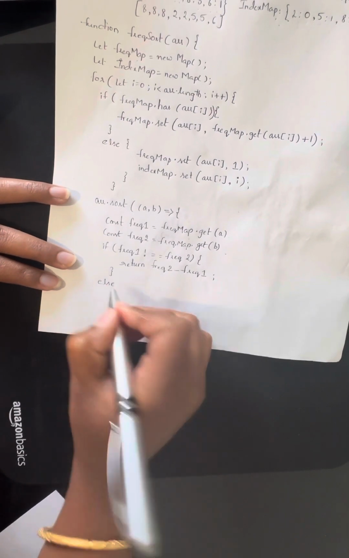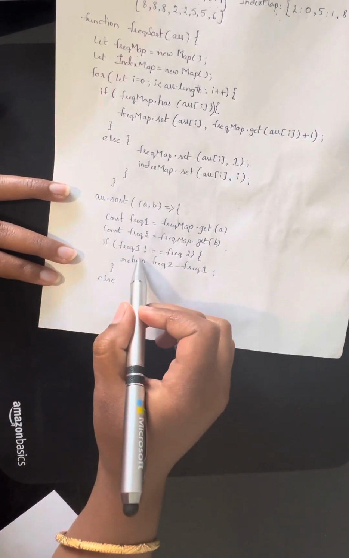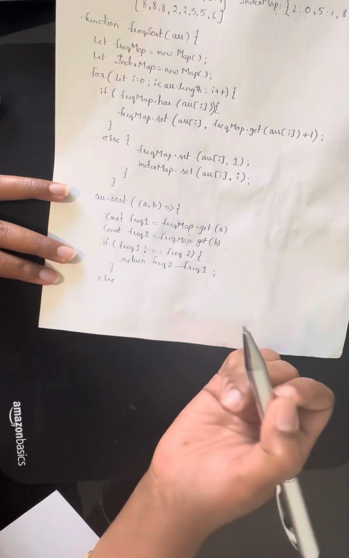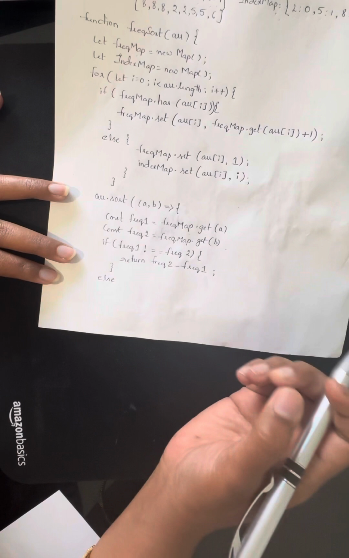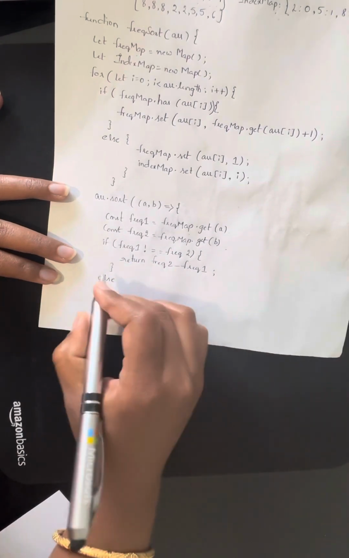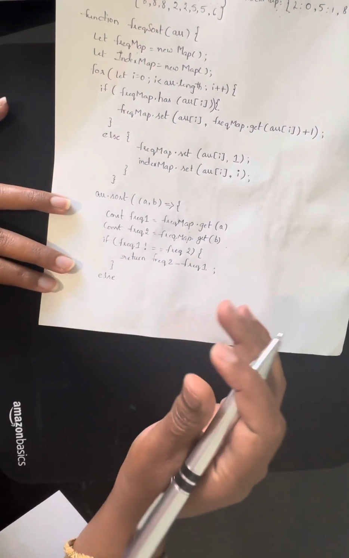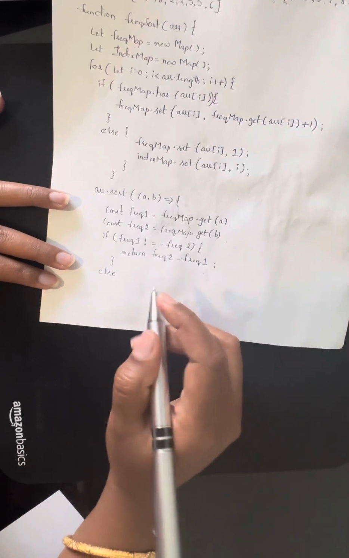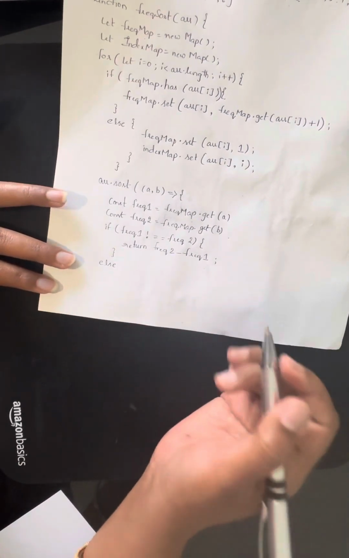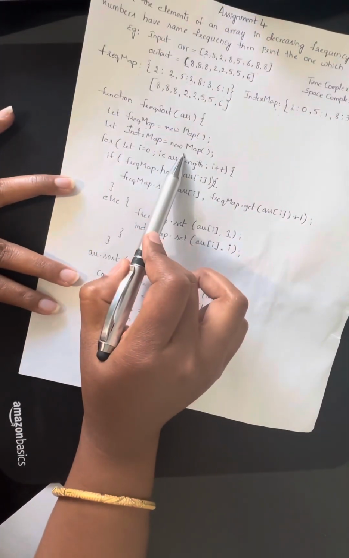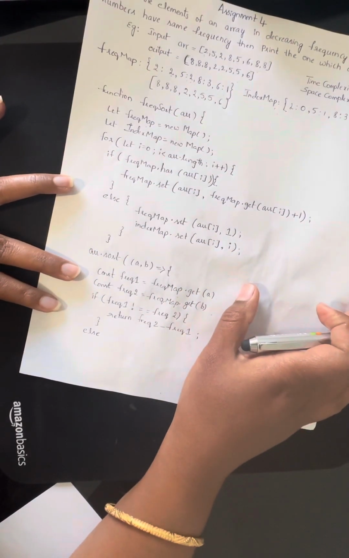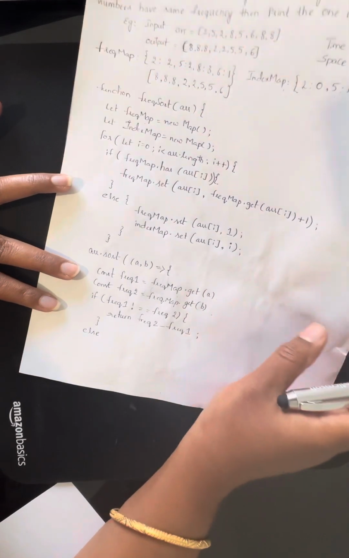Else, if the frequencies are not equal, then we just compare them and get whichever has the highest frequency. Else, if both of them have the same frequency, then we need to check the index map to check which has a lower index.